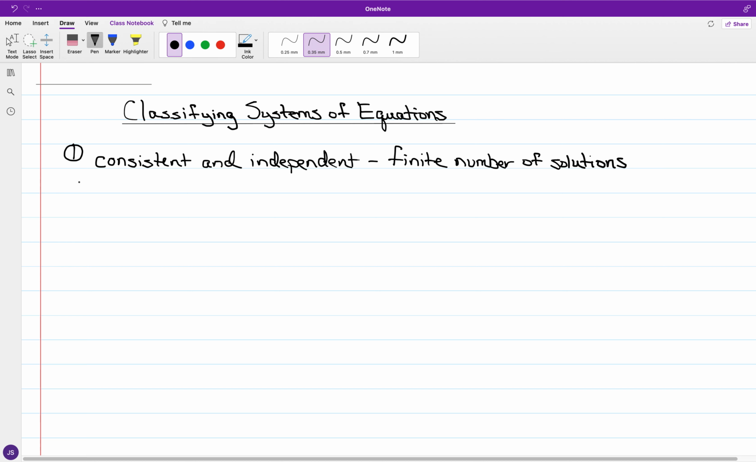Another classification is going to be what we have as an inconsistent system. And for this type of system, there will be no solution.